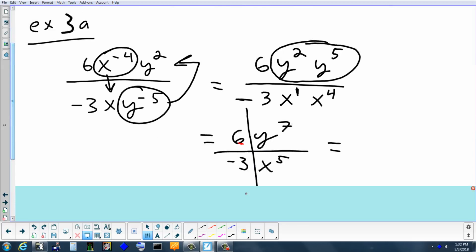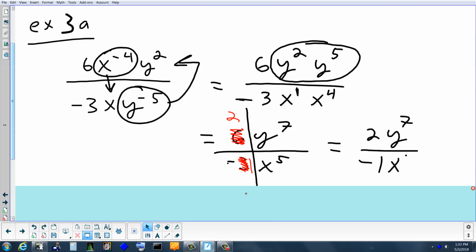3. How many times does 3 go into 6? 2. How many times does 3 go into 3? 1. Remember that negative is still there, so just keep it there. So what's in the top? 2 and 7 and y to the 7th. 2y to the 7th over negative 1x to the 5th.